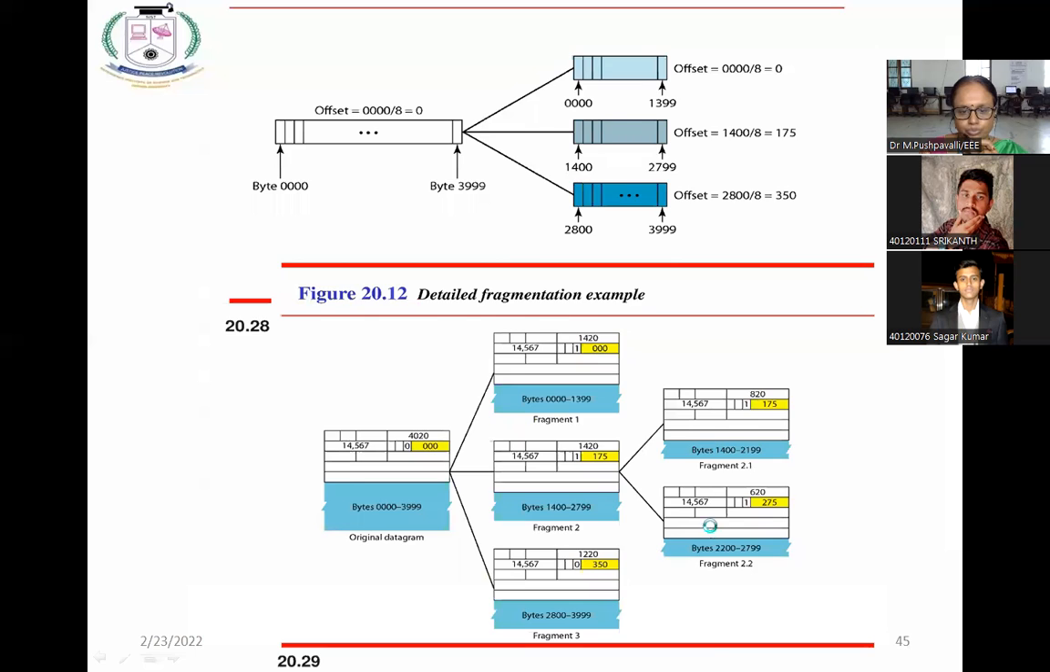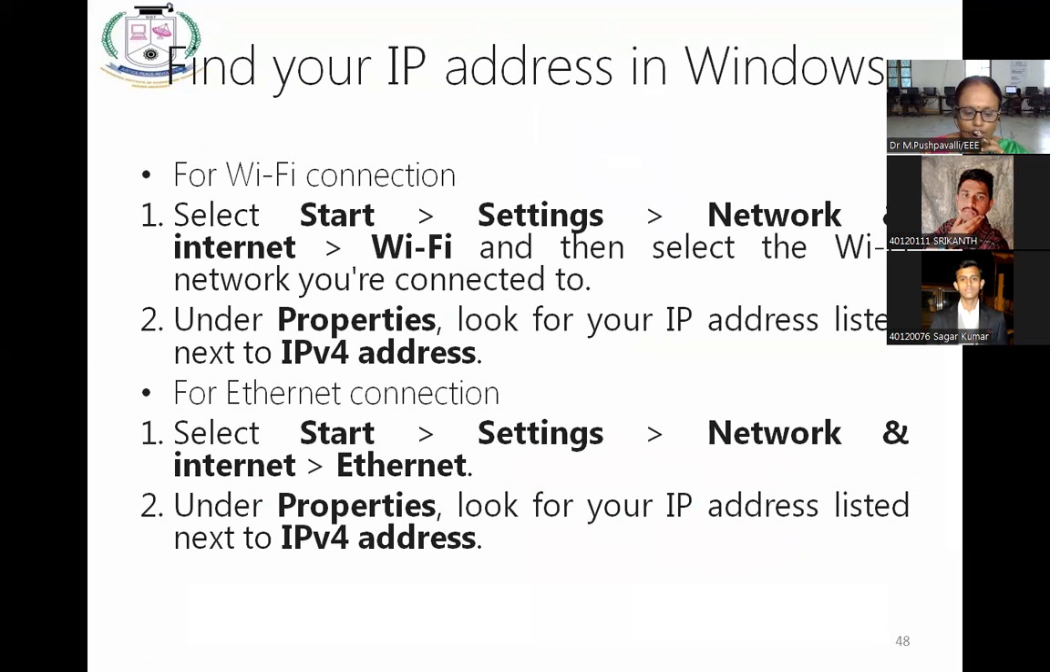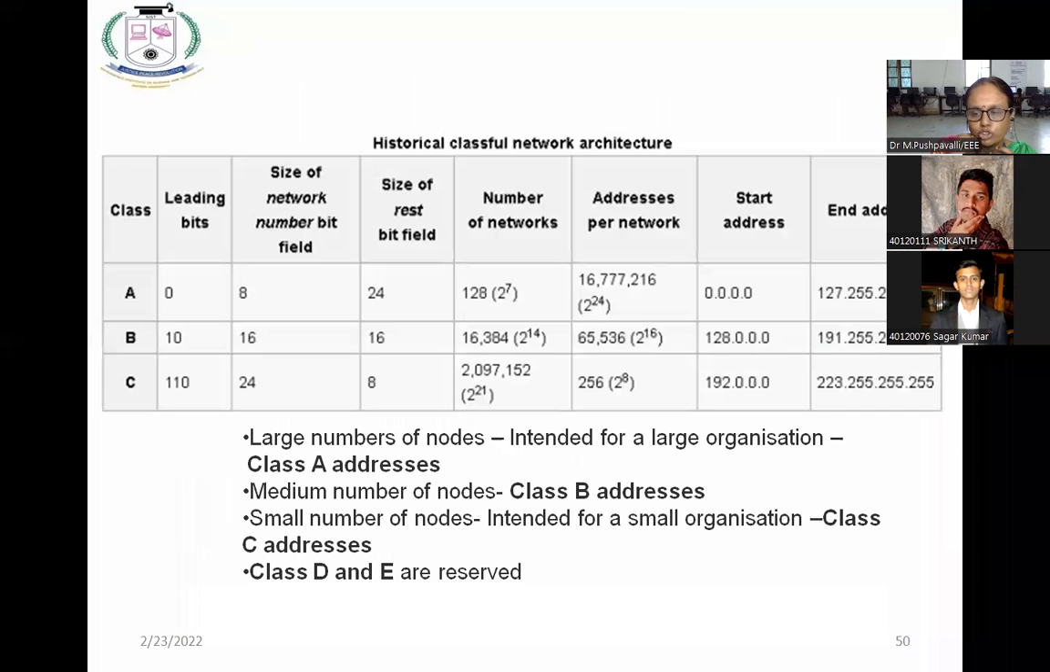Now, we have seen this is IP addressing, and you have noticed how we have to look up our IP address in our Windows and all. So you may note this down. I will try to upload this PPT today, showing how we can see this IP address in our network. Okay. And I think ma'am has also told you about class A, class B, class C and all. So this is the same thing.